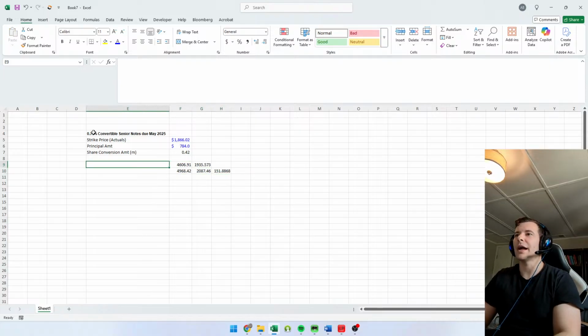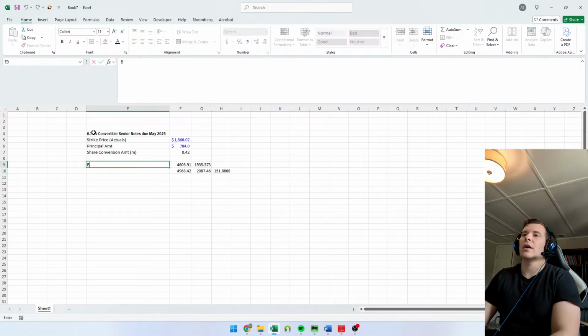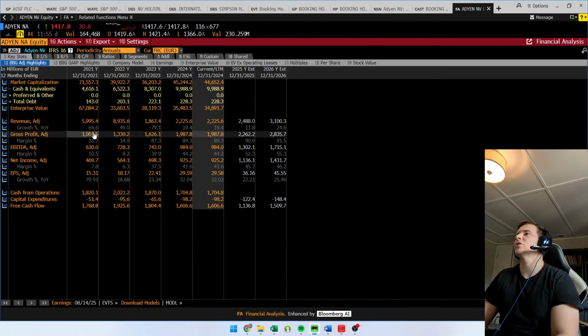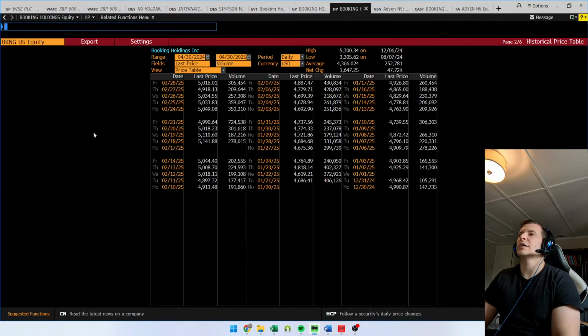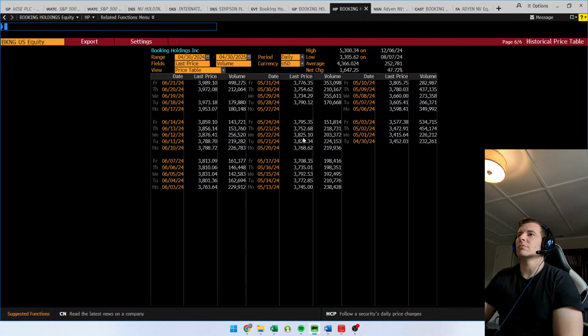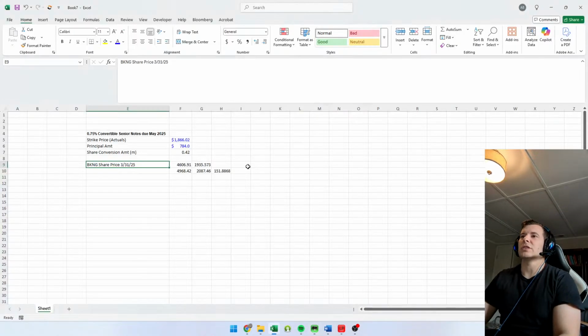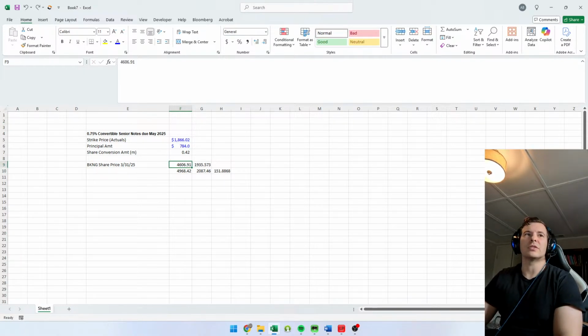All right, what is this stuff? So this is Booking share price, 3/31/25. So I already pulled this. I'll just show you quickly. Here we go. So Bloomberg, if you do look at 3/31, it was 4606.91. I could have, whoops, I could have looked this up somewhere else.